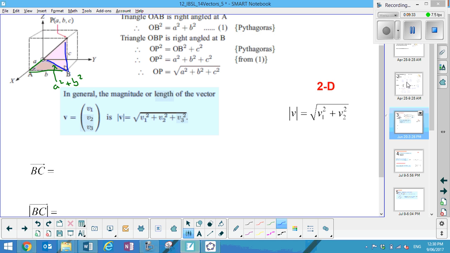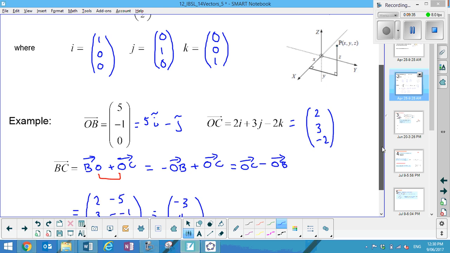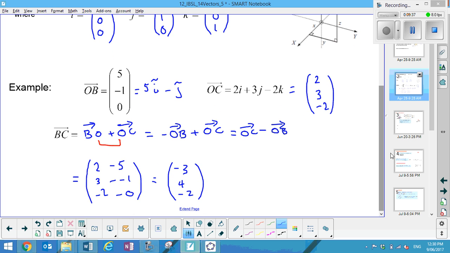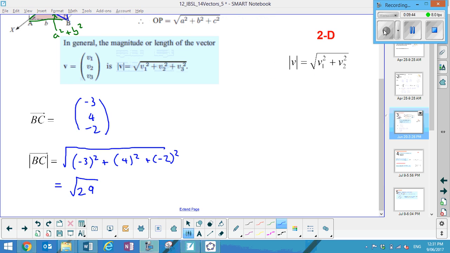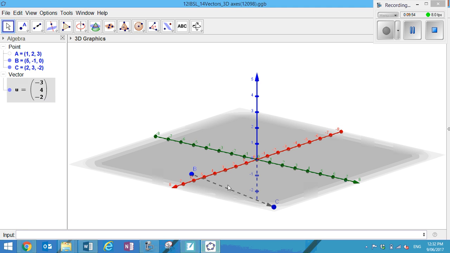So using the example we just did here, where we had BC is (-3, 4, -2). So substituting those values into our formula, (-3) squared plus 4 squared plus (-2) squared gives us root 29.